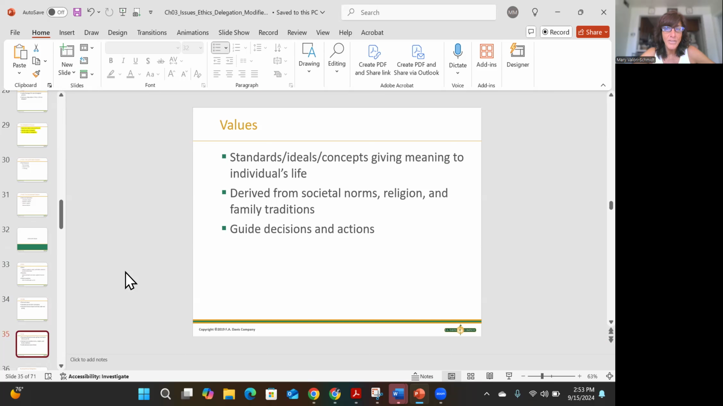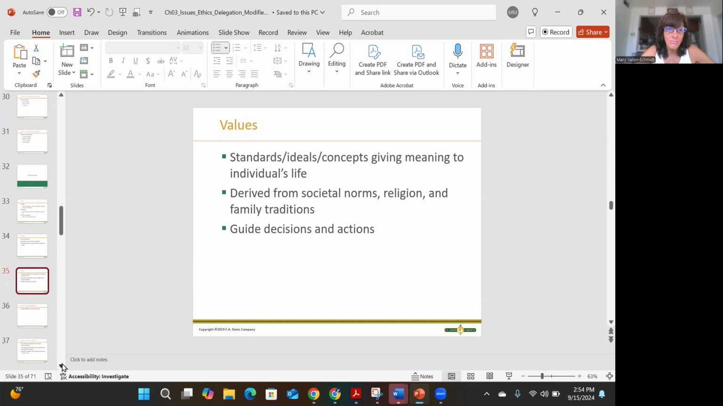Values are a little bit different than morals because they're kind of concepts that give meaning to people's individual life. So they can come from societal norms. In other words, most of society believes that suicide is wrong. They can come from religion. They can even stem from family traditions. But for every person, they're different, and they will decide and guide what those people's actions are, right? Sometimes consciously, sometimes subconsciously, believe it or not.